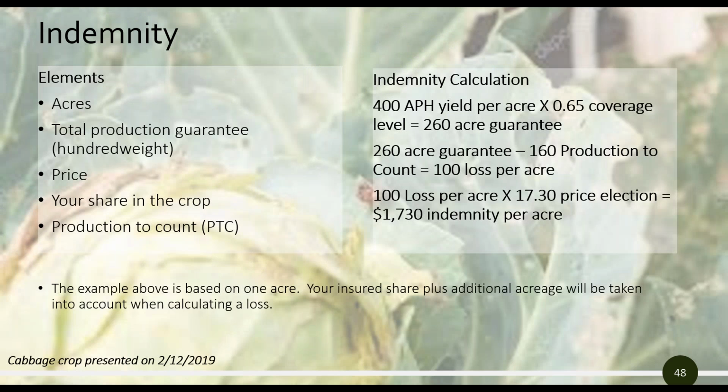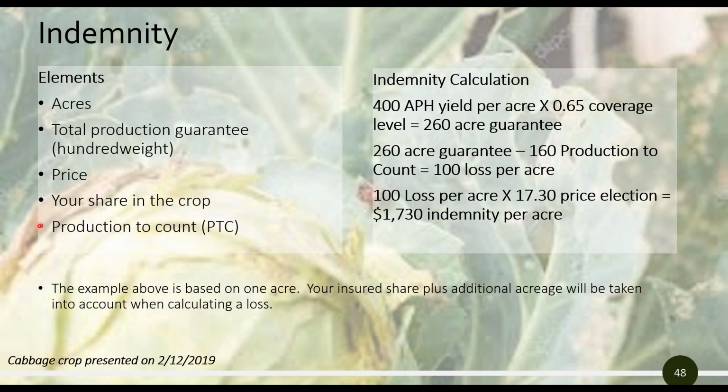So let's go through a little bit about how to calculate an indemnity payment. Again, I just did something really quick and simple here. Let's go through the elements first. In order to get an indemnity payment, as far as going through the calculation, you're going to need to know the acres, the total production guarantee in hundredweight, the price, your share in the crop, and of course, production to count. Now, production to count includes all harvested and appraised production from the insurable acres on the unit, plus harvested production from any other insurable unit if that production was used to fulfill a process or contract on the lost unit.